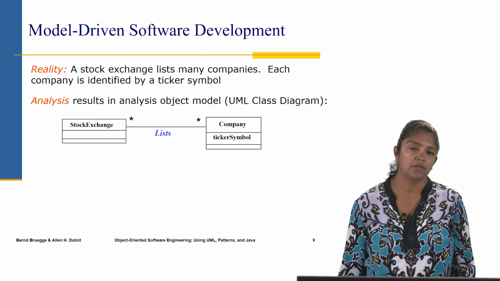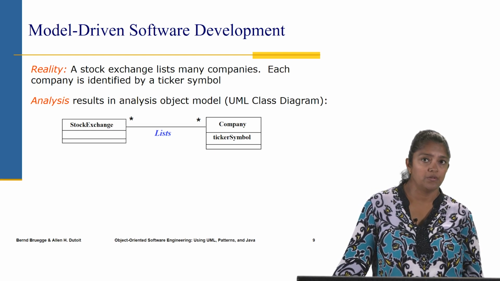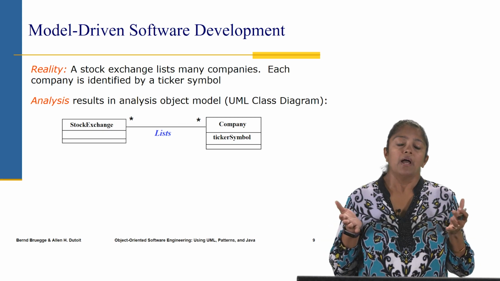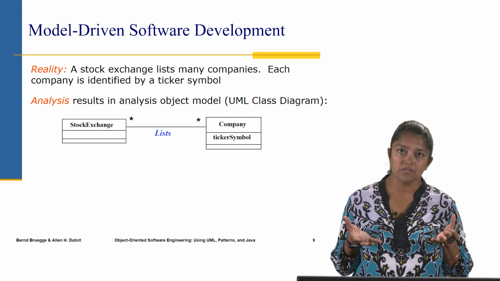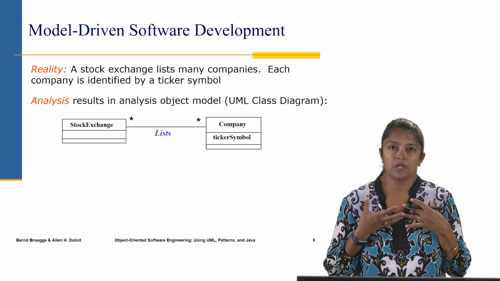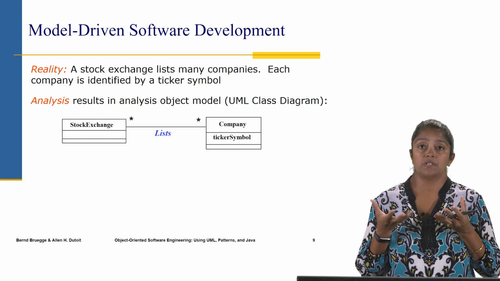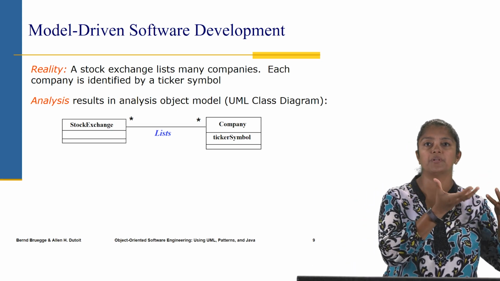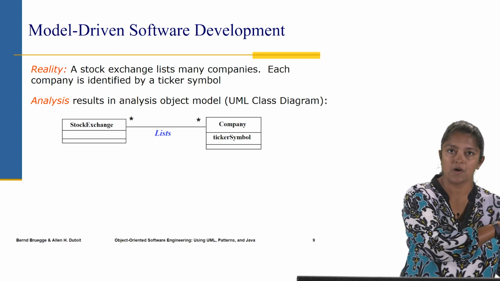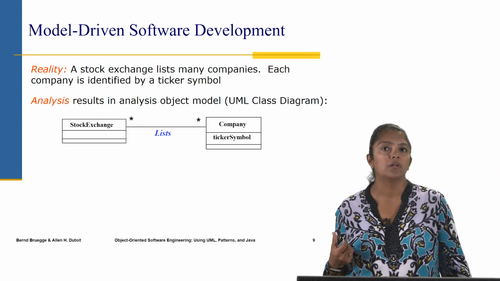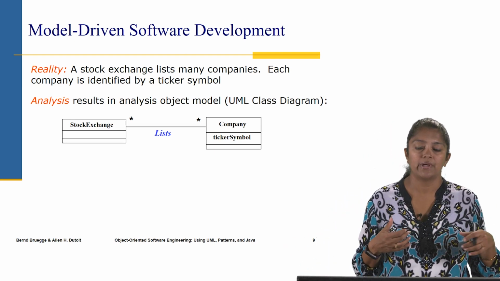Next, we'll discuss the term model-driven software development. The idea is we have the requirements from our client, or the client expectations. We understand and analyze those requirements, and once the requirements are finalized, we come up with a model. Then the software is developed based on that model. This process is called model-driven software development.